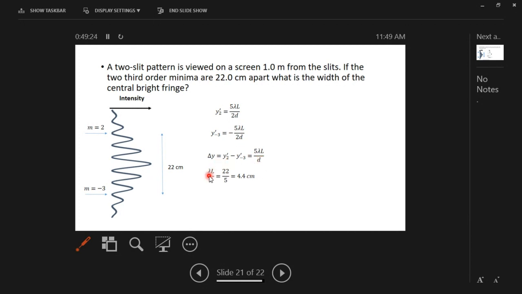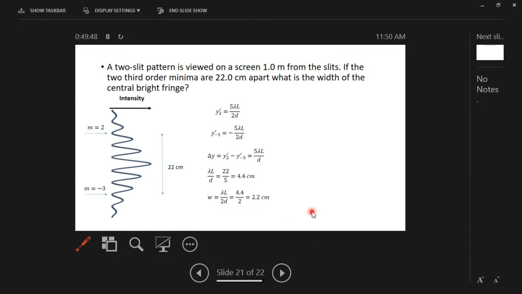So from here you can say lambda divided by d is 22 divided by 5, which is 4.4 centimeters. But that is not the width. You want the width. The width is going to be lambda L divided by 2d, or 4.4 divided by 2, which is going to give you 2.2 centimeters.